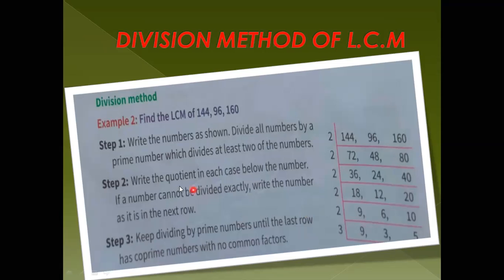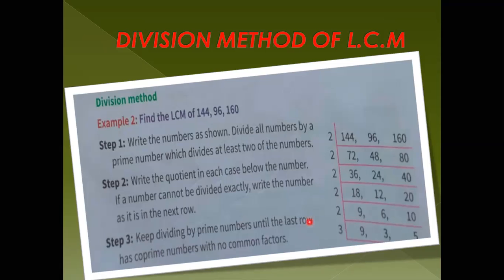So now what you have to do? Write the quotient in each case below the number. If a number cannot be divided exactly, write the number as it is in the next row. So now here it is not possible, so you can write the number as it is. Keep dividing by prime numbers until the last row has numbers with no common factors. So until you get co-primes, you should keep dividing.